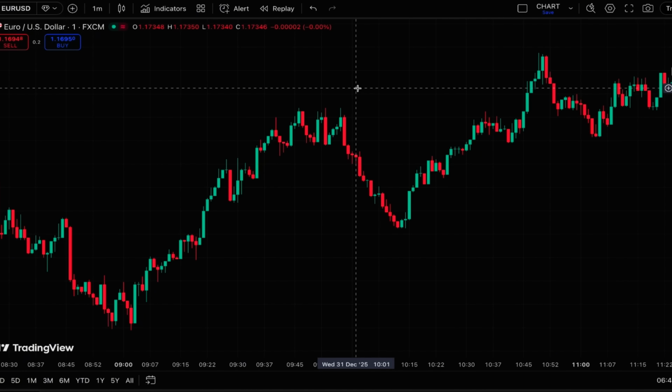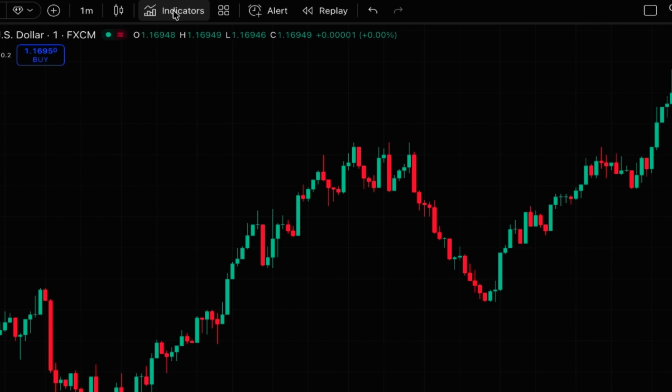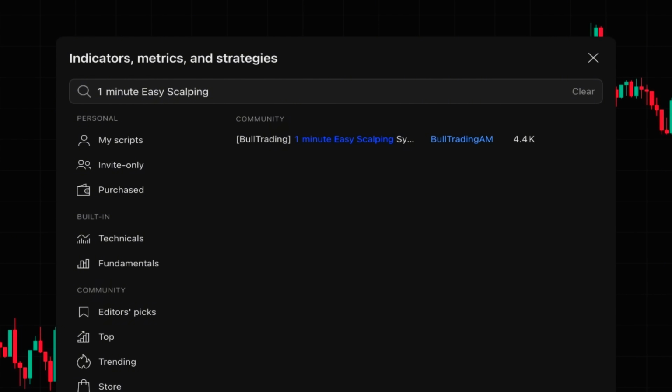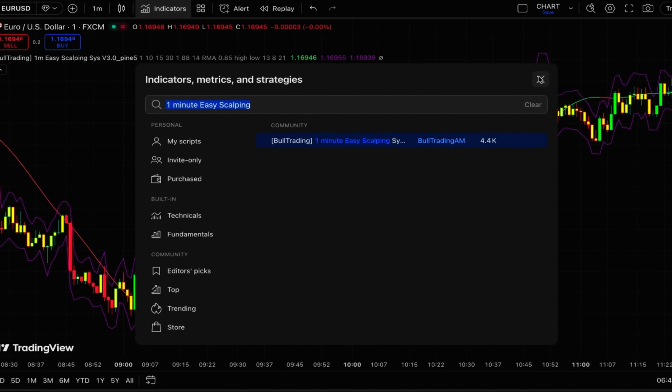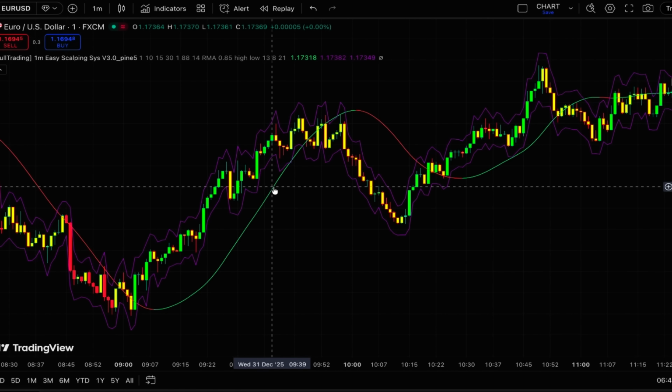Alright, let's add the indicator. Here we click on indicators and we search 1-minute easy scalping. This one, which is written by Bull Trading AM. Alright, this is the indicator, and as you can see, it's overlaid on the price chart. I will explain what we have here, what settings should be changed, and how we can use it for finding buy-sell signals on 1-minute time frame.